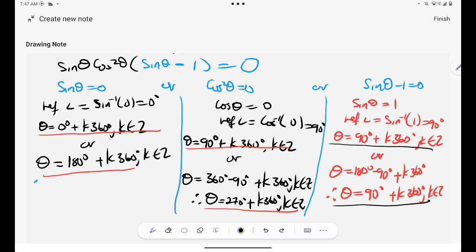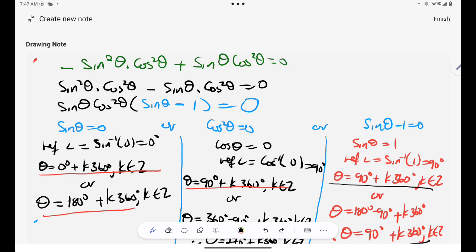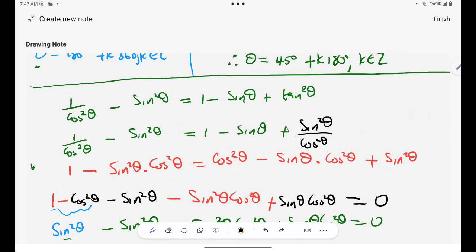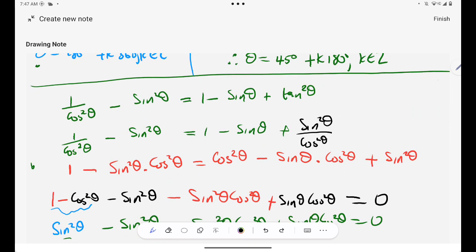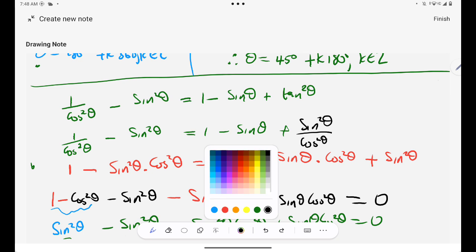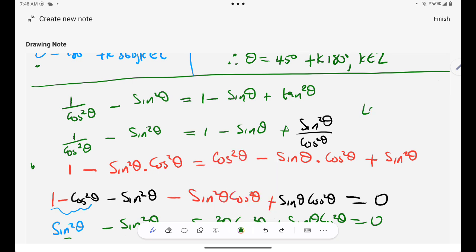That means I have 4 solutions for this one. Are you together? First thing I had to do was to change everything to sine and cos. After doing that, I multiplied every term by the LCD. Remember that my LCD was equal to cos squared theta.